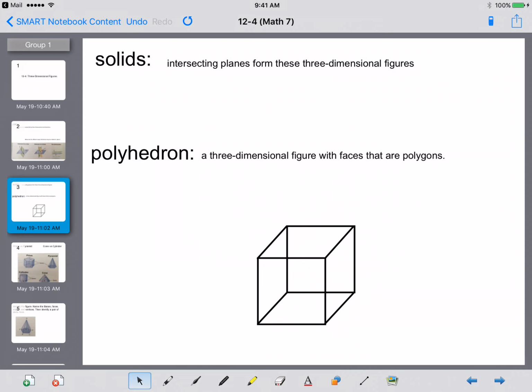A polyhedron is a three-dimensional figure with faces that are polygons. So every side of a polyhedron is a polygon. So it can't have curves, right? It can't be an open gap. As long as all the sides are polygons, it's a polyhedron.